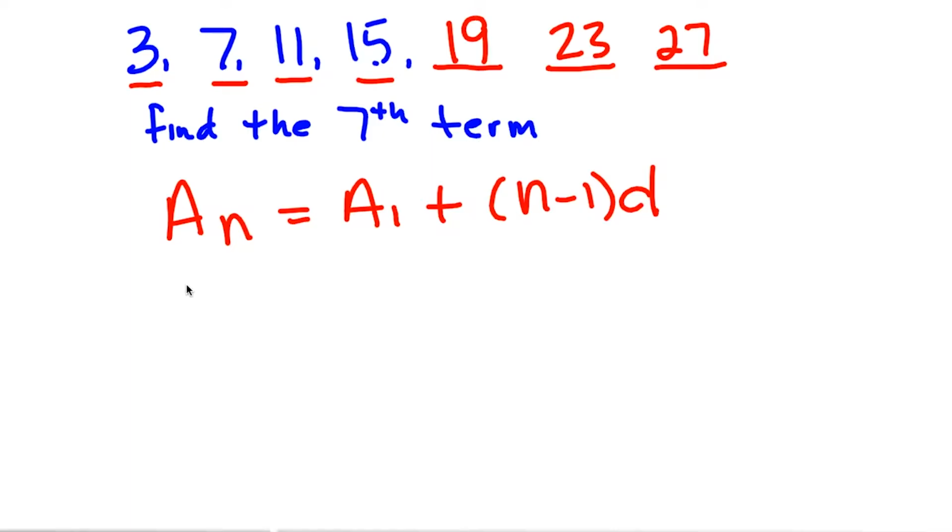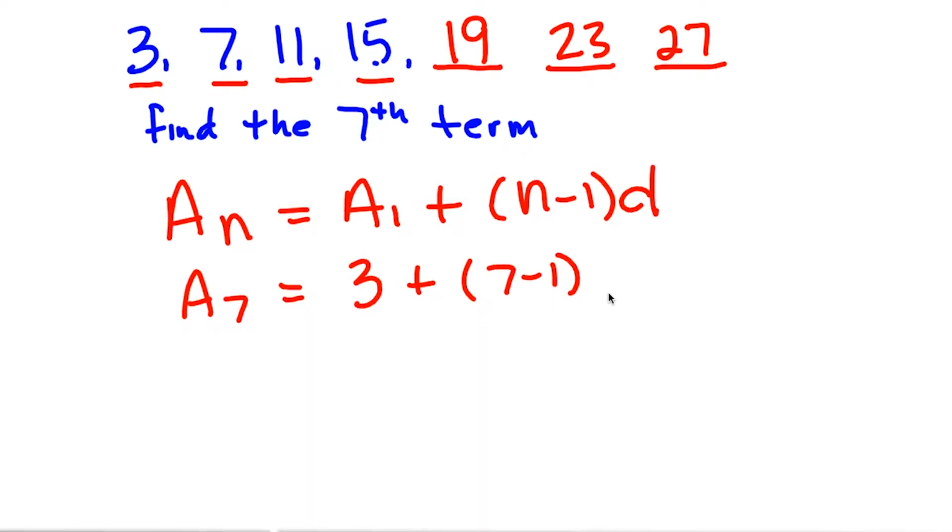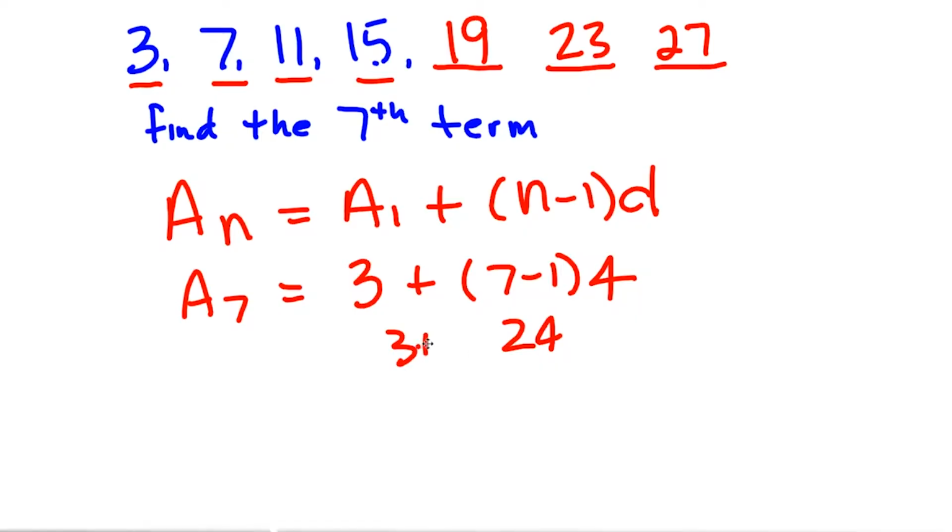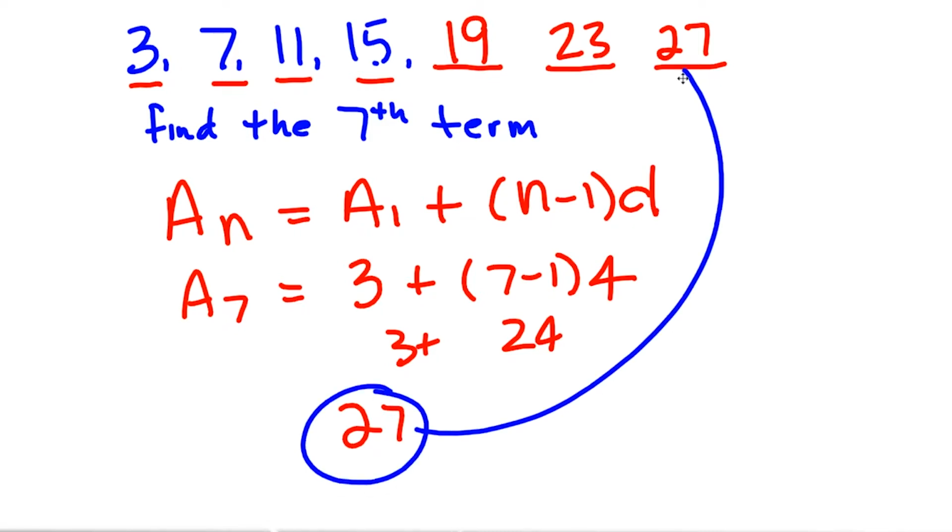Let's fill in our sequence here to see how it works. If I'm looking for the 7th number in the sequence, I start with the first, 3, and I go to the 7th minus 1, which would be the 6th, which would be 6, multiplied by my difference 4. 7 minus 1 is 6, times 4 is 24. 3 plus 24 is 27. We found the right term, 27, which is our 7th term.